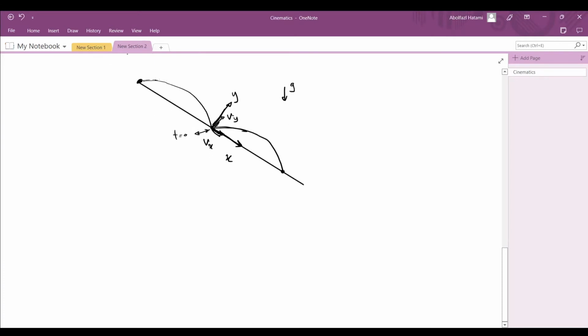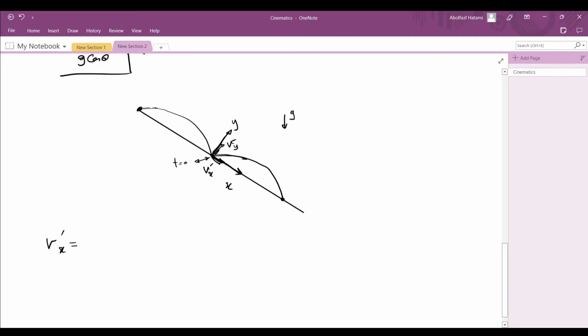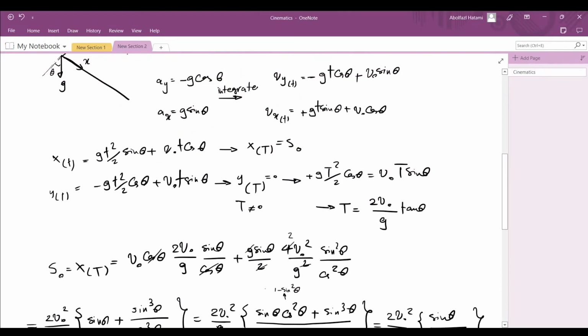Okay, let's calculate v of x. What is v of x here? Let me call it v prime of x to avoid confusion. What is v prime of x? V prime of x is just v of x that we obtained above. This is v of x. V prime of x is just vx at time capital T.